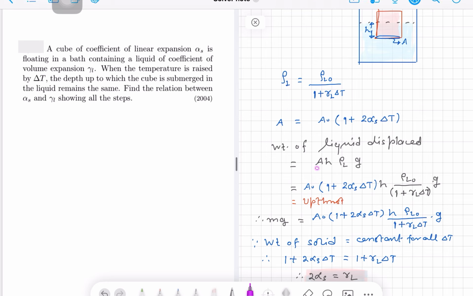This value at temperature T will be written as initial area, say A naught, into this expression that we should know: area is changed by factor 1 plus twice of linear expansion coefficient into delta T. If A naught is the initial area, then area at higher temperature delta T will be this much. Similarly, liquid density, if initially it is rho L naught, then after temperature raised by delta T, density will be reduced, and the reduction factor will come in denominator, and this value will be 1 plus gamma L delta T, right?